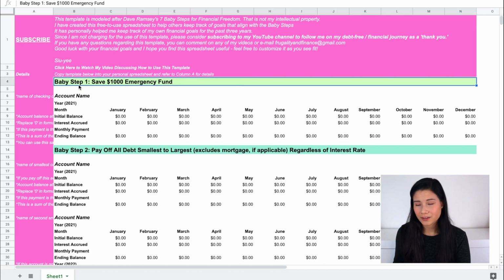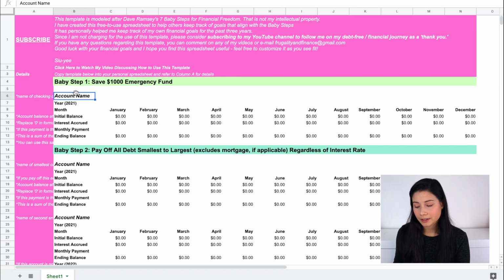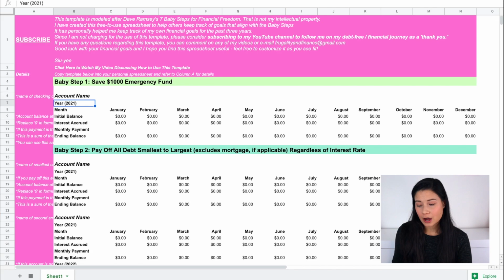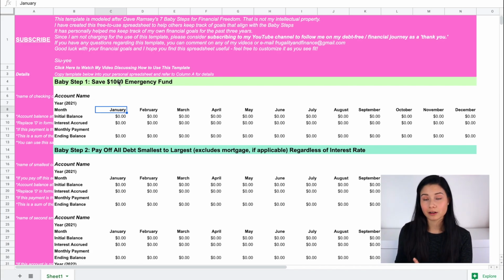So this is just kind of the heading for that step, and then I have an account name. So your baby step 1 could be in your checking or your savings account. I would just make a note of that here so that you know exactly where that money is. And if it's in cash, you can just write cash down here and that'll work just fine. For now, I'm just setting the year to 2021 because we are in 2021. And I do have all of the baby steps starting in January, but of course, as the year goes on, or wherever you happen to be in a particular baby step, when you start it, you would just delete any previous months that you don't need and start wherever, you know, the actual beginning lies.